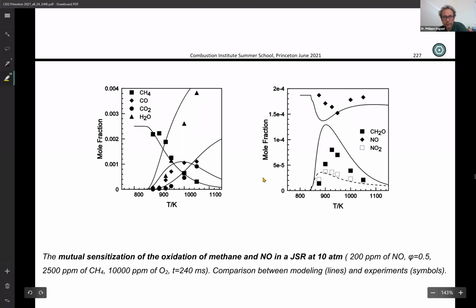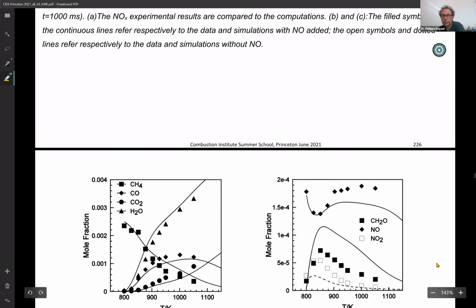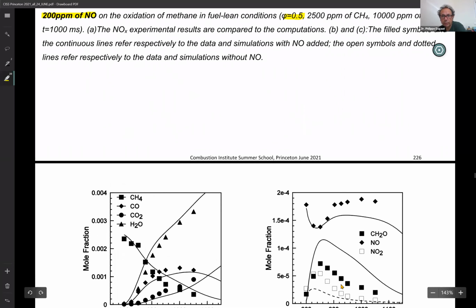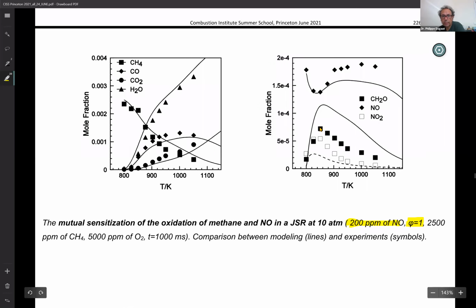And this is another example under different conditions. Here we were under stoichiometric conditions. Here we are in fuel lean conditions. And under fuel lean conditions, here we are at about 70 ppm of formaldehyde. Here we are slightly above. And well, the model fits the fuel profile well, but there are some discrepancies for some of the intermediates and for NO, whereas NO2 is not too bad.